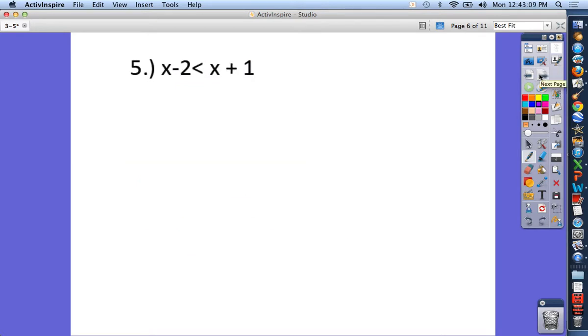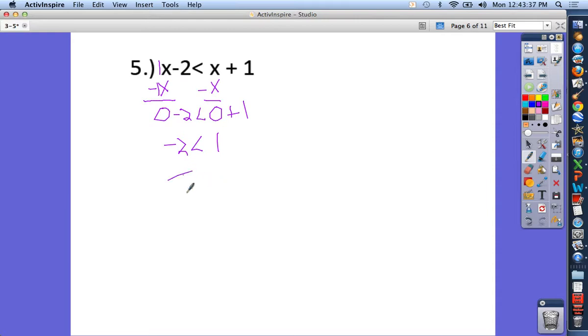Let's go to number 5. x minus 2 is less than x plus 1. Let's put our variables on the same side. I'm going to subtract x. Remember, this is really a 1x. 1x minus 1x is 0. Minus 2 is less than x minus x, which is 0, plus 1. Well, 0 minus 2 is negative 2, is less than 0 plus 1, which is 1. Is negative 2 less than 1?